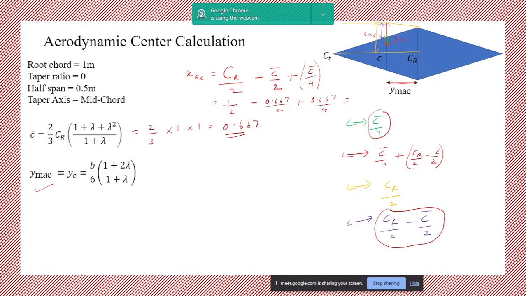What is that value? What is the final answer? Okay, 0.5 minus 0.667. What is the numerical value? It's 0.33, right?